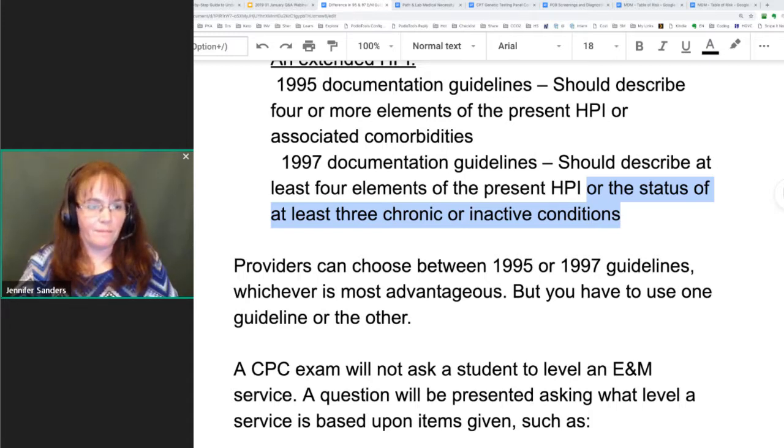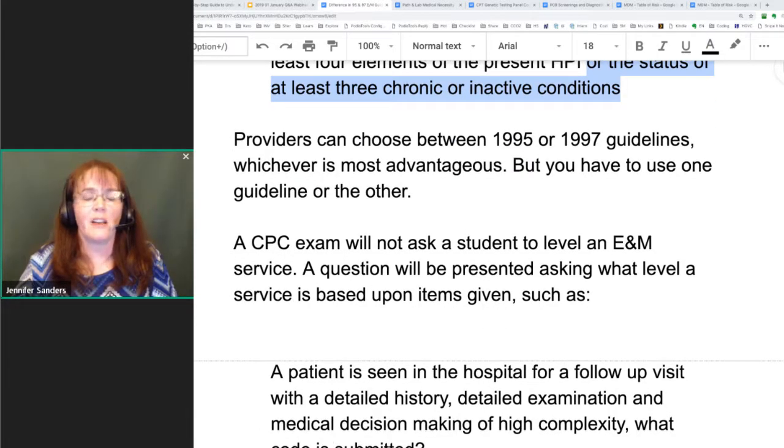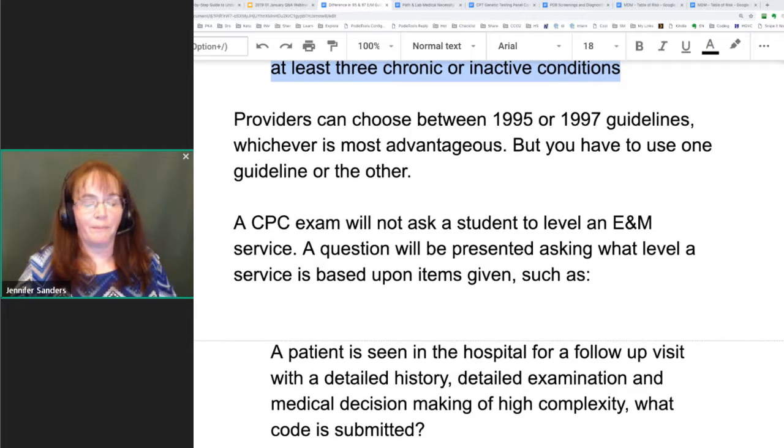Providers can actually choose between the 95 and the 97 guidelines. We talk about this a lot, as it should be in your compliance manual as to which one you follow. That way, in case there's ever an audit, they already know that you like to follow the 95 guidelines. But it's whichever is most advantageous. If you use the online Medicare tool, they usually default to 95 because it becomes a little bit more advantageous for people. But you have to use one guideline or the other. You can't mix both. You can't use one part of one and one of the other.